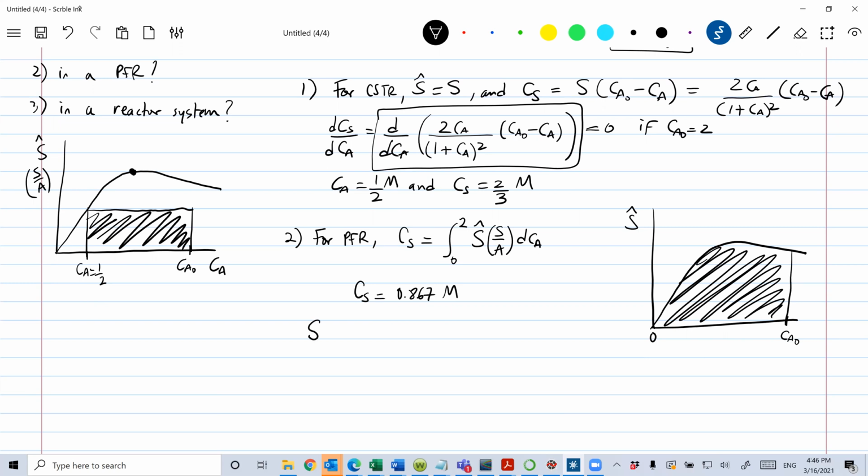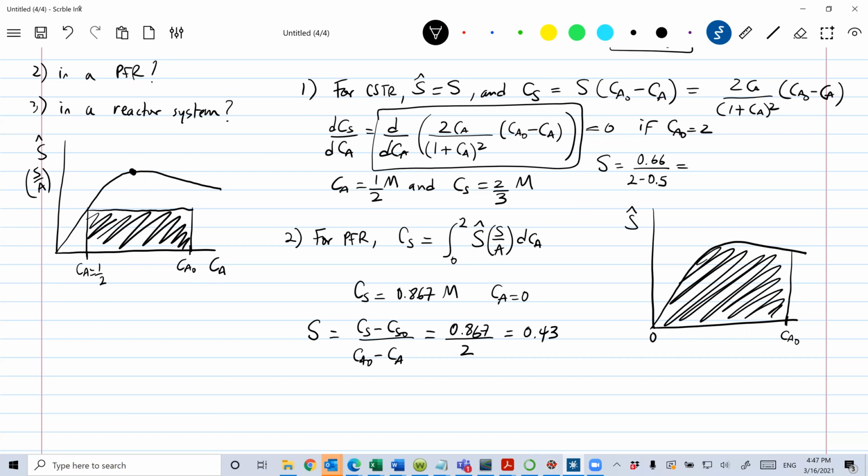You can basically say that, and this is CA equals 0, okay? The overall selectivity here is going to be CS minus CS naught over CA naught minus CA. So it's 0.867 divided by 2. And that gives you 0.43. You can calculate it up here as well. So for this one, it's going to be 0.66 divided by 2 minus 0.5.